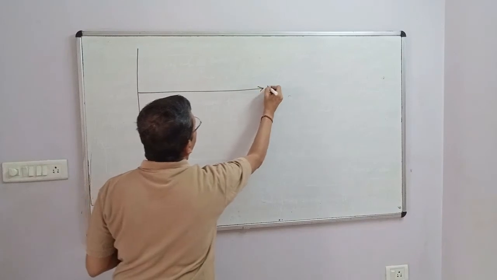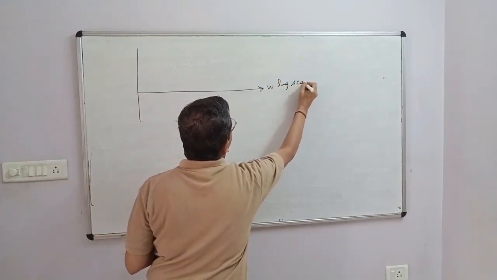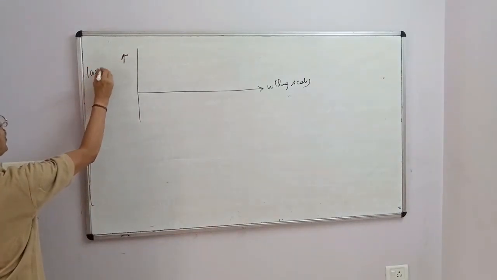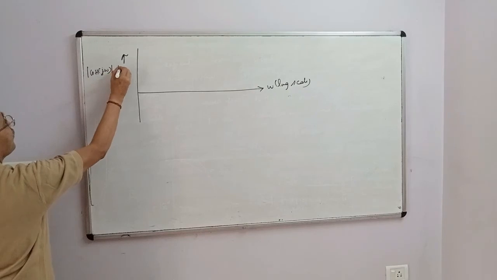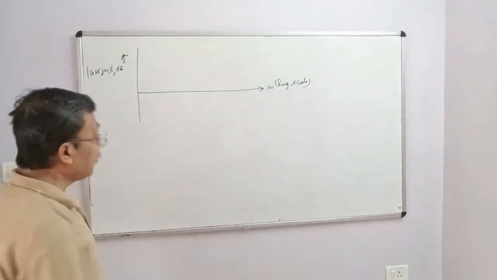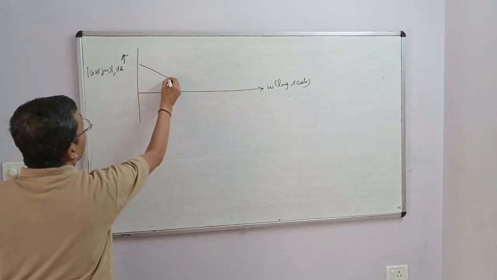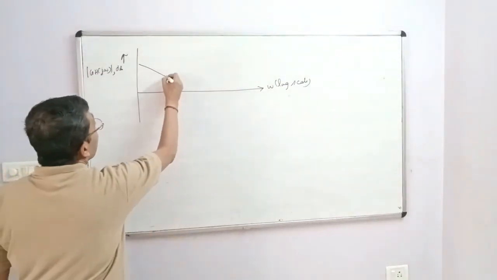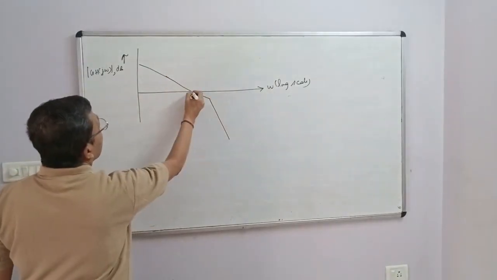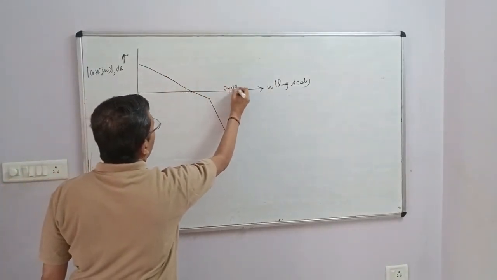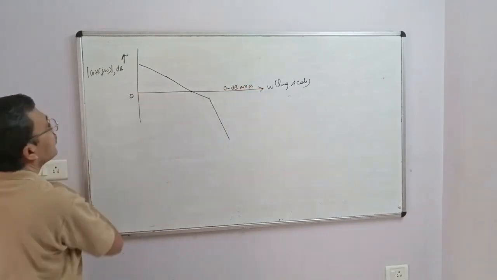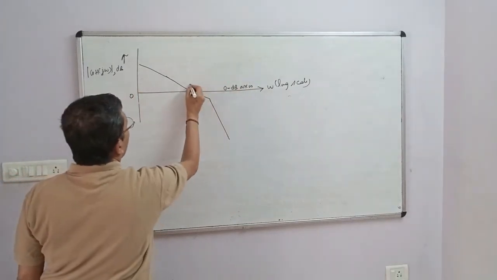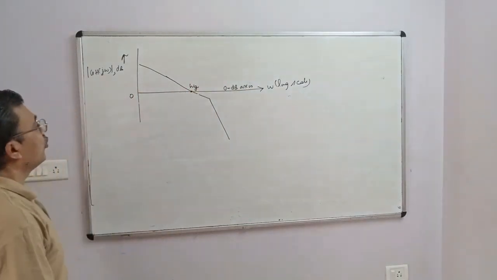X-axis is omega in log scale. Y-axis is magnitude of GH of j omega in decibels. Let us assume that this is the magnitude diagram. This is 0 dB axis. 0 dB axis means where the magnitude is 0. Where the magnitude diagram crosses the 0 dB axis, that frequency is called gain crossover frequency omega g.